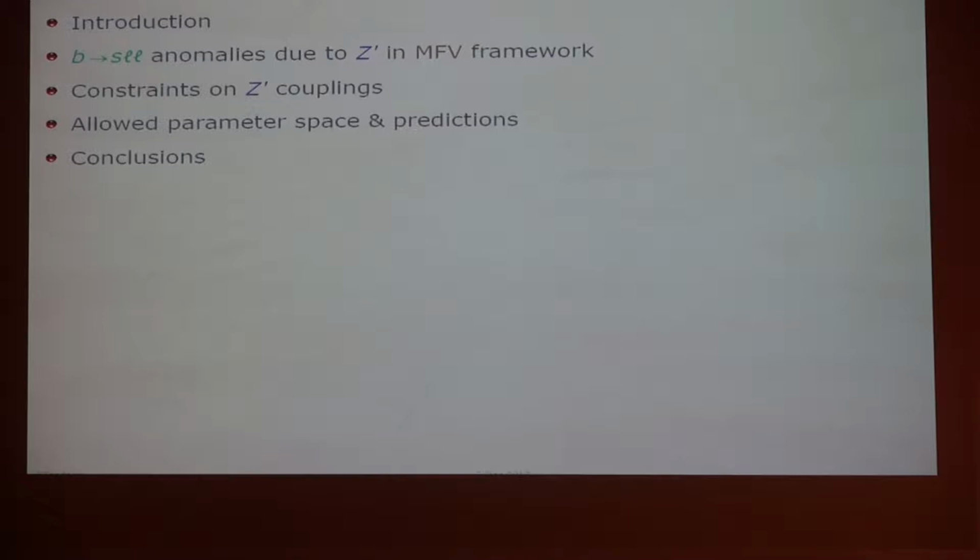So this is the outline of my talk. I'll give a brief introduction about the situation of these B to SLL anomalies. Then I'll discuss how these anomalies can be addressed in a Z prime model. In this case, the Z prime model has MFV, minimal flavor violating interactions. And then I'll discuss constraints on the couplings of this Z prime, and discuss the allowed parameter space and make some predictions. And then I'll finish with conclusions.